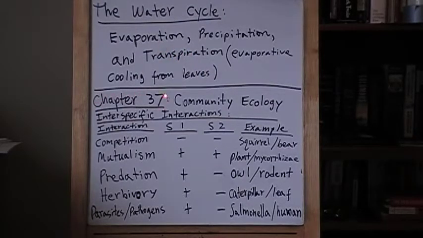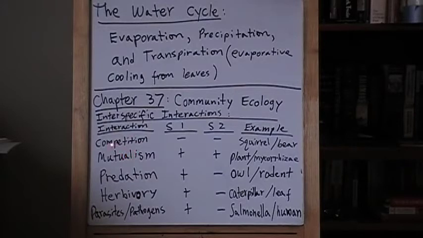Okay, moving on to chapter 37 now. Chapter 37 is all about community ecology, the interactions between different species in a community. And there's a number of these types of interactions, and they're listed here. And these are the two species interacting, 1 and 2, and examples. So first we have competition. So this is where two species are competing for the same resource, such as squirrels and bears competing for nuts and things like that to eat.